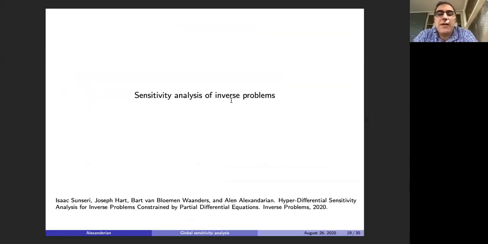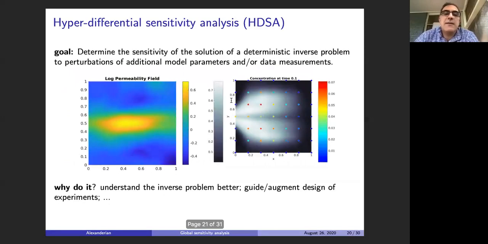Then we can discuss sensitivity analysis of inverse problems. The work I'll present is an article in Inverse Problems that just got accepted. The lead author is Isaac, a graduate student at NC State. Collaborators are Joey and Bart. So let's get to it.